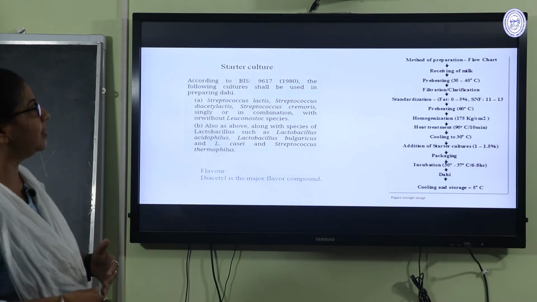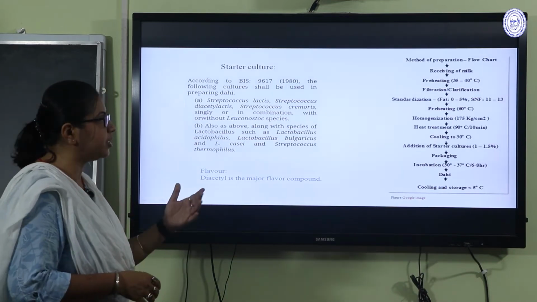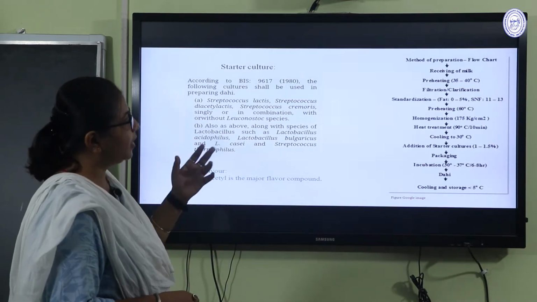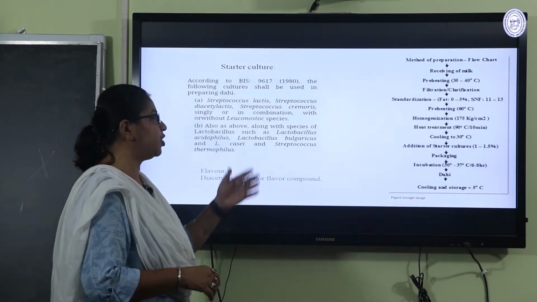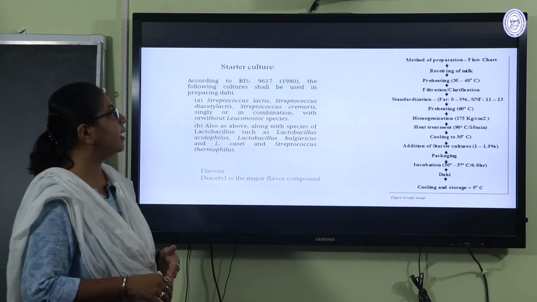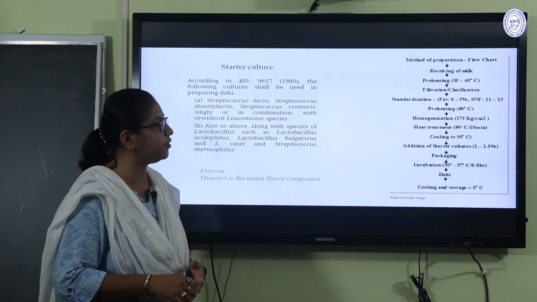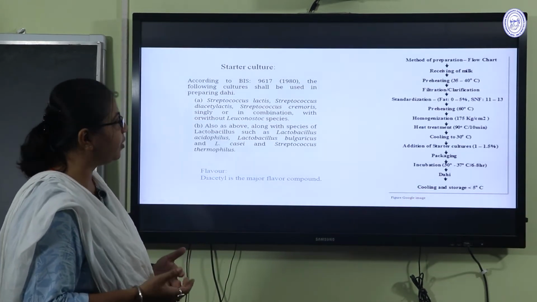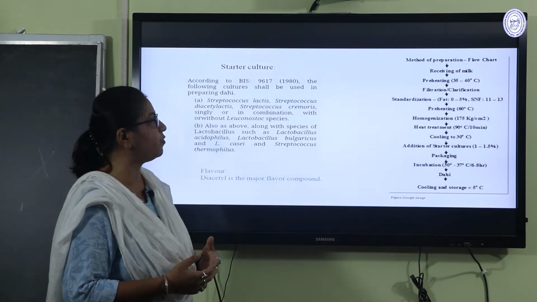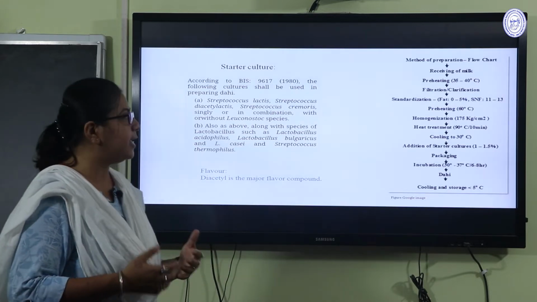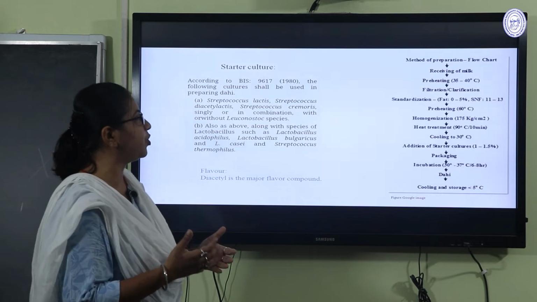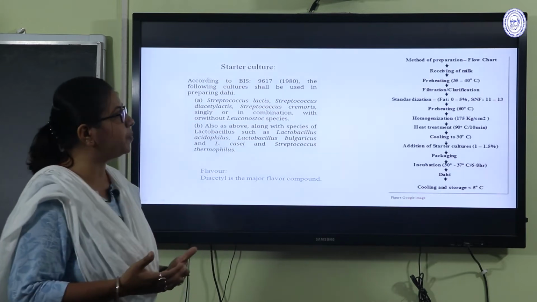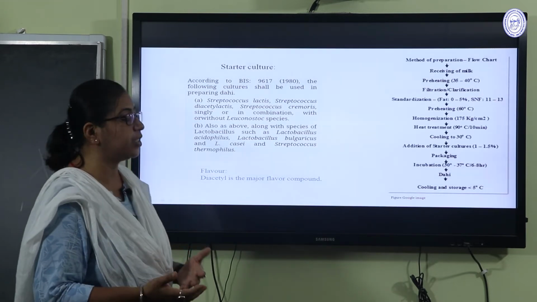So let us see the production flow of dahi, which is in your syllabus. The method of preparation in a flow chart: first we receive the milk, then the milk is preheated to 35 to 45 degrees centigrade. Now it is ready for filtration and clarification, followed by standardization where the fat and the solid non-fat are standardized to a particular concentration. Fat from 0 to 5%, solid non-fat 11 to 13%.